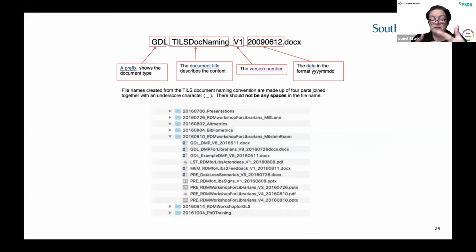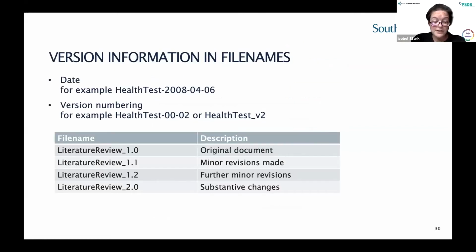Again, another way of naming your files. This one has a prefix for the type of document, and then a title, and then the version number, and then the date. And again, the date is always in the 4-digit year, 2-digit month, 2-digit day. If you are putting in version numbers into file names, do remember minor revisions. If you're using standard convention, use point changes. Substantive changes, you'll then have a completely different number. So you'll change the main number, not just the point.